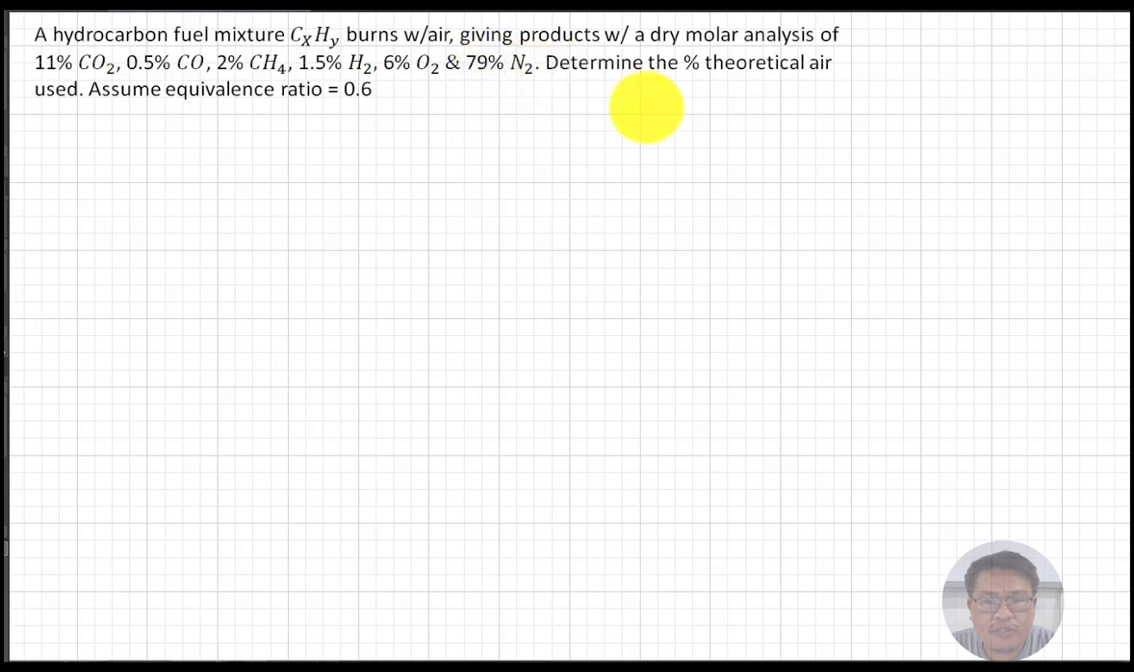So determine the theoretical percent air that is being used, and assume an equivalence ratio of 0.6. That will be the ratio of the stoichiometric air fuel ratio divided by the actual air fuel ratio. So let's start with the solution for this problem. Okay, so I'm going to start here. We have the percent, no? So we have your percent theoretical.